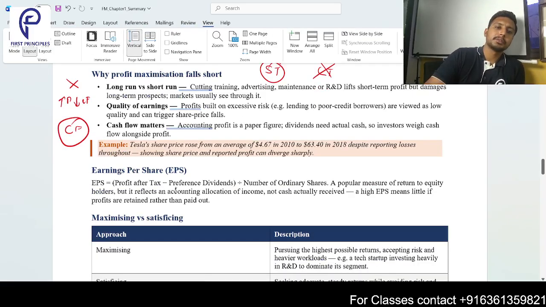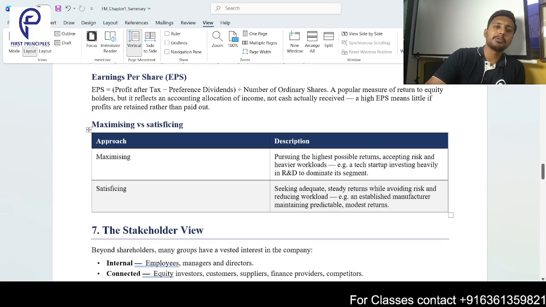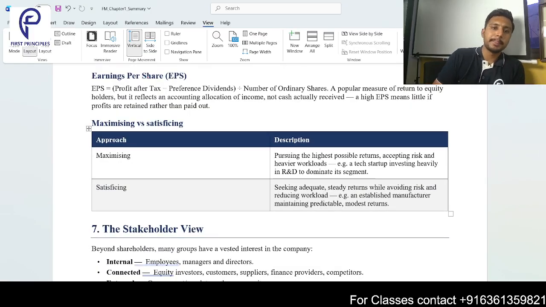Okay, so cash flow is very important. Just having a lot of paper profit is not enough. Next, we look into EPS. What is EPS? Earnings per share.